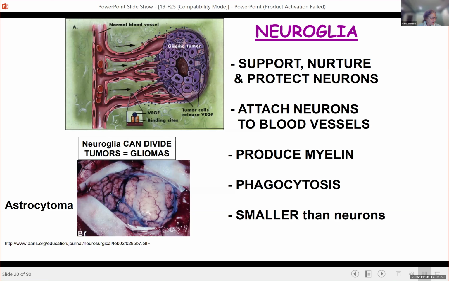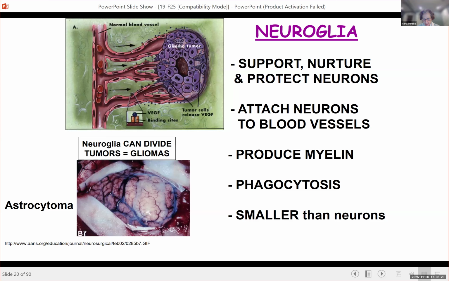Okay, now let's move on to the glia cells. So neuroglia, there are different types of neuroglia. Here we're talking about cells that are there to nurture the neurons, to help the neurons survive and be under optimal conditions. There are different types of glia cells, you will see. They support, nurture, and protect the neurons. They attach neurons to blood vessels, like the astrocytes. They provide a bridge for neurons to be close to blood vessels.